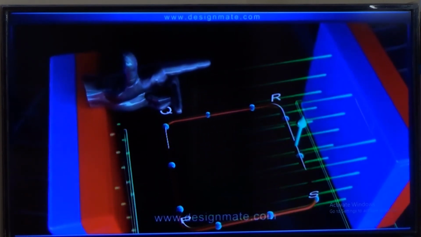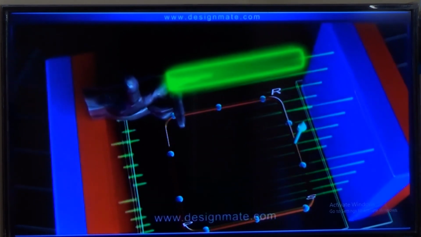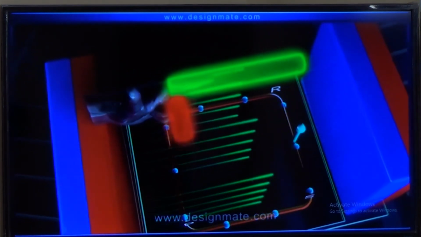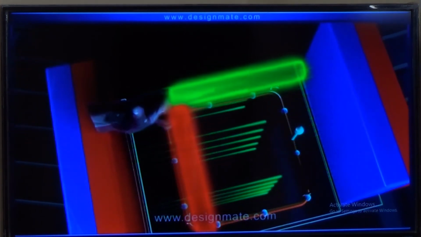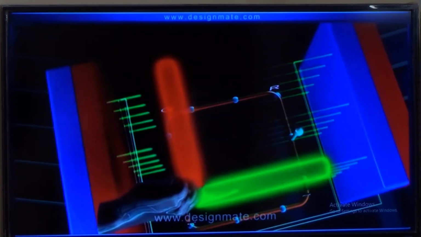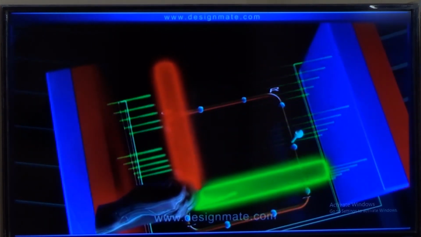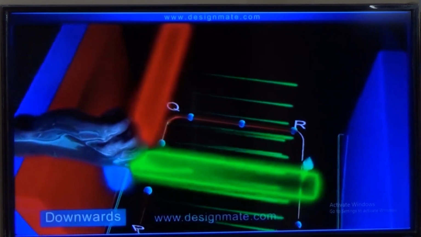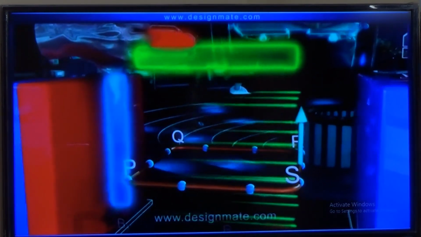Here, we notice that the first finger points in the direction of the magnetic field, but the second finger does not point in the direction of current. So we rotate the left hand such that the second finger points in the direction of current. Notice that, in this case, the thumb points downwards. This implies that the force acting on arm PQ pushes it downwards.